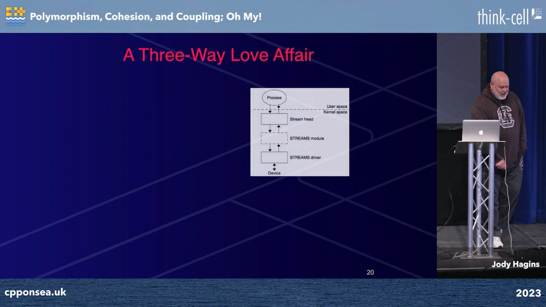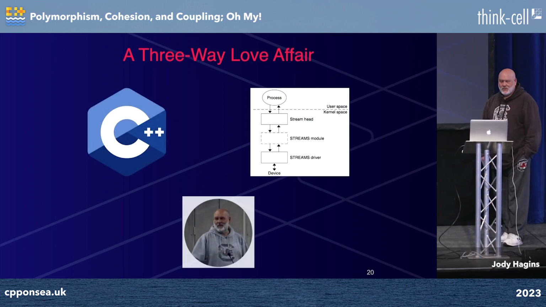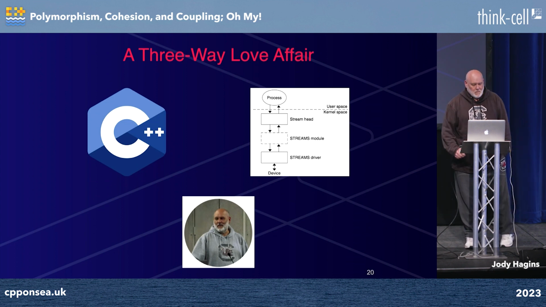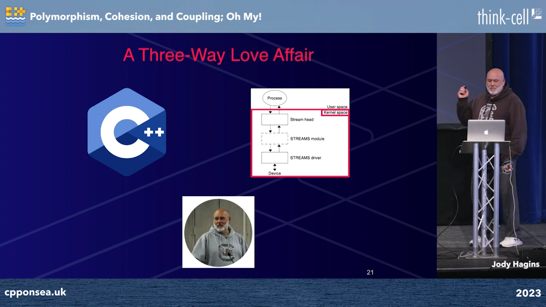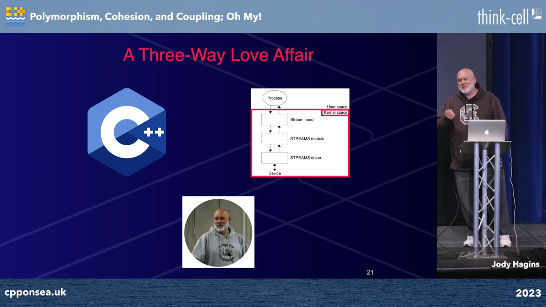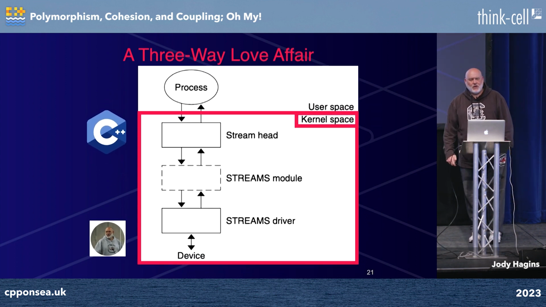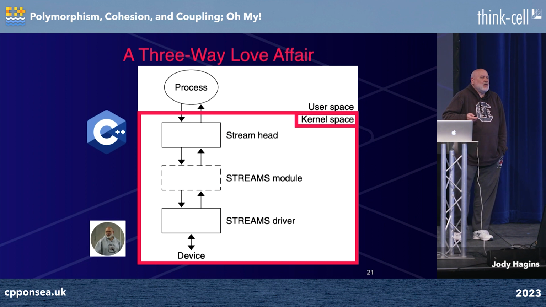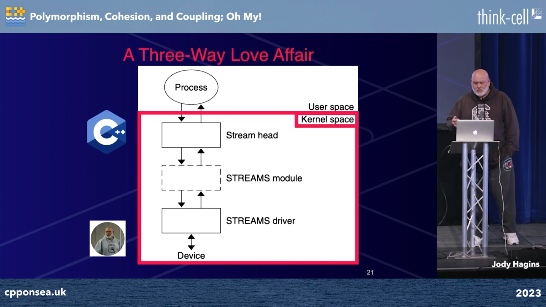There's a three-way love affair between System 5 streams, C++, and this guy. And if you note something strange there, that red box, that's kernel space, because that's where System 5 streams live. There's not really a good alternative for streams in user space. There's a couple we'll talk about later.